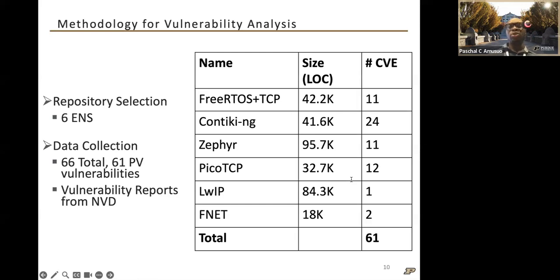During our preliminary study, we noticed that 61 of these 66 vulnerabilities directly relate to the processing and validation of packets. Hence, they are triggered by sending specific vulnerable packets to the ENS. We term these 61 vulnerabilities as packet validation vulnerabilities, or PV vulnerabilities, and they form the focus of our study. For each report, we studied both the characteristics of the vulnerable code and the characteristics of the packet needed to trigger the vulnerability.